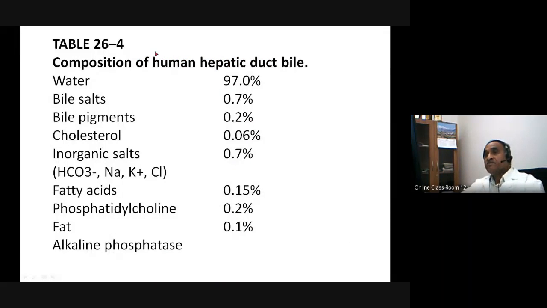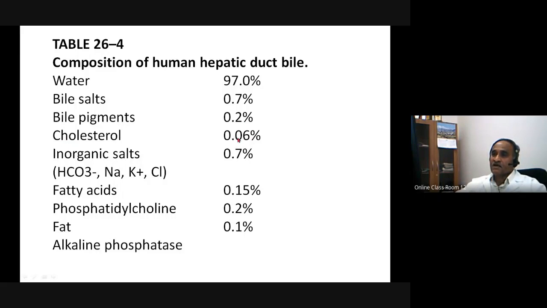Okay, so the composition of the bile: you just see that 97% of the bile is water. It contains bile salts, about 0.7%. Bile pigments, that is a hemoglobin end product, about 0.2%.